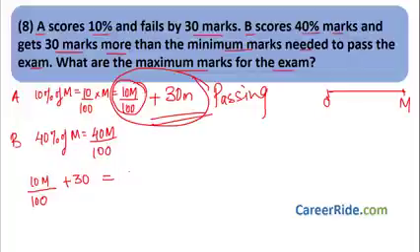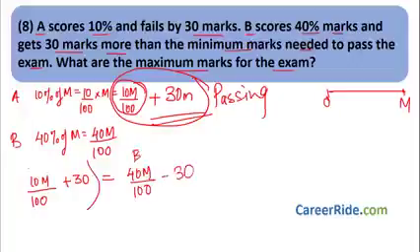And what have they given? B gets 40% marks and 30 marks more than the minimum marks needed to pass. That means 30 marks more has been received by B. So if we take the score of B and we reduce 30 marks from B, that means B will get passing marks. Passing marks are nothing but this. Did you understand?